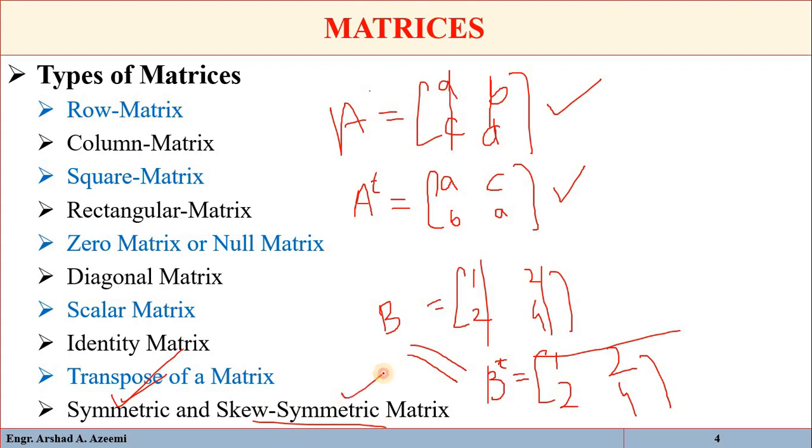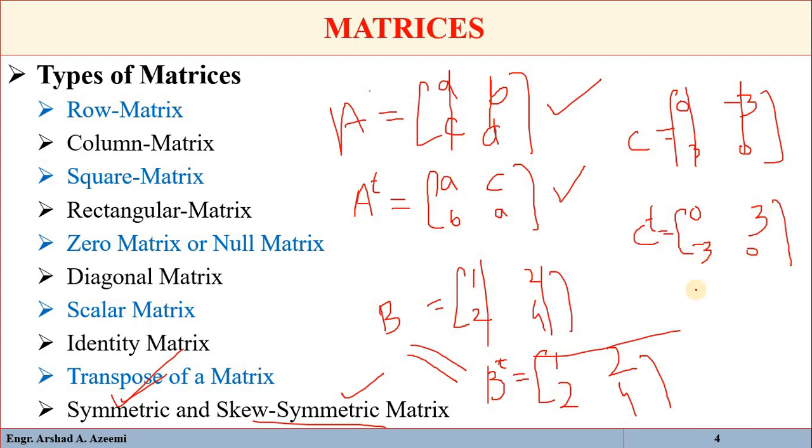Second, we have the skew-symmetric matrix. For example, suppose we have a matrix 0 -3 3 0, that is C. Now take the transpose of this matrix. Transpose means interchange this column by a row and interchange this column by another row. So now that is the transpose. Now if we take minus out from this matrix, it will be 0 -3 3 0, which is the negative of the transpose. So now the negative of the transpose is equal to the original matrix, then it is called the skew-symmetric matrix. So these are the different types of matrices.